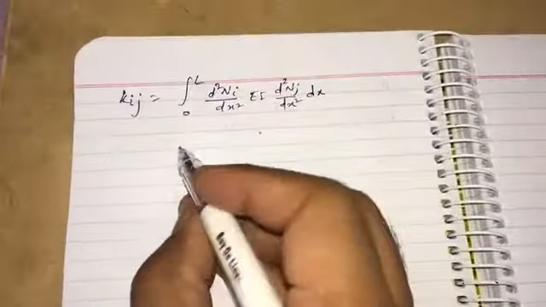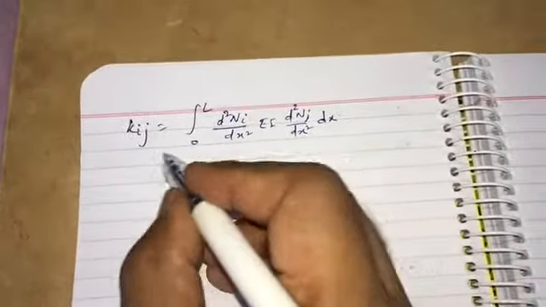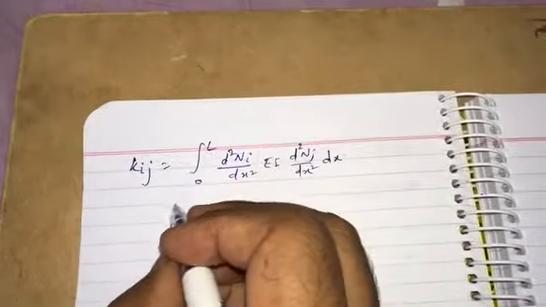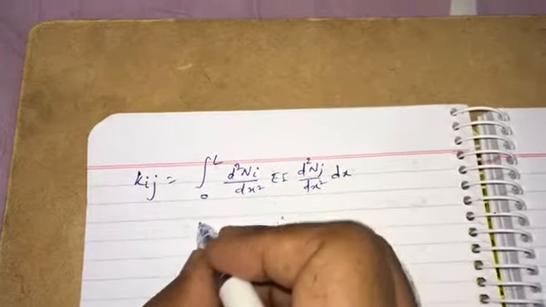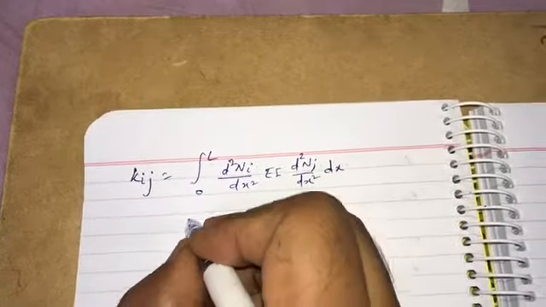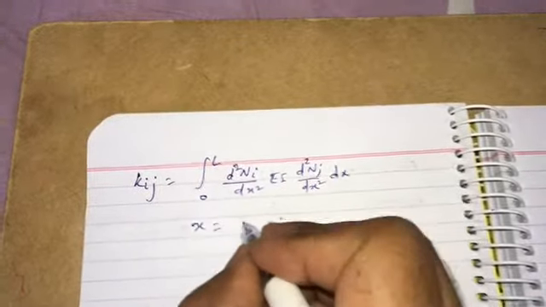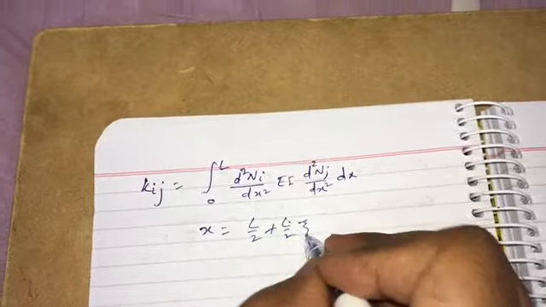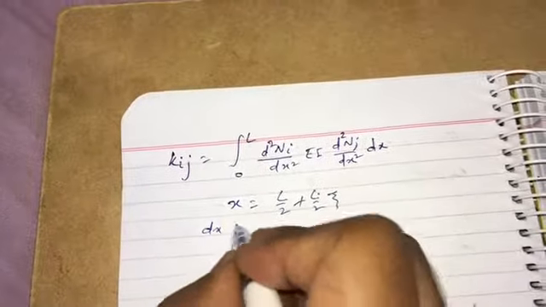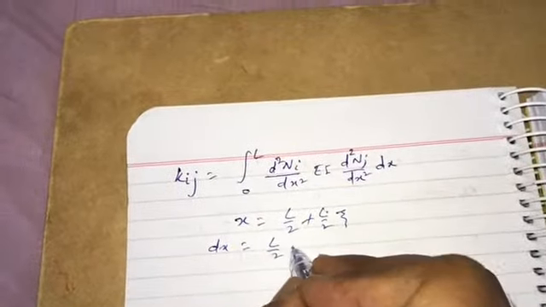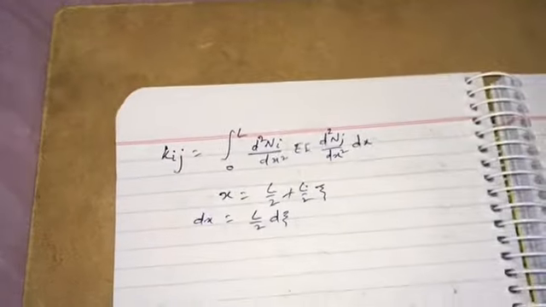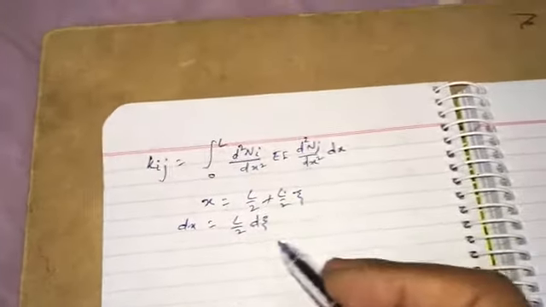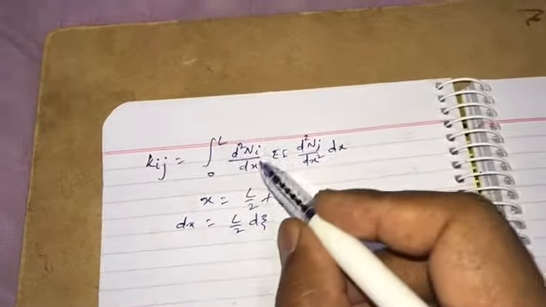So I wrote the same thing here, the expression for the kij, and also we know the transformation between x and xi, and the transformation was x equal to L over 2 plus L over 2 xi, and that makes dx equal to L over 2 d xi. Okay, so we can put those values here.